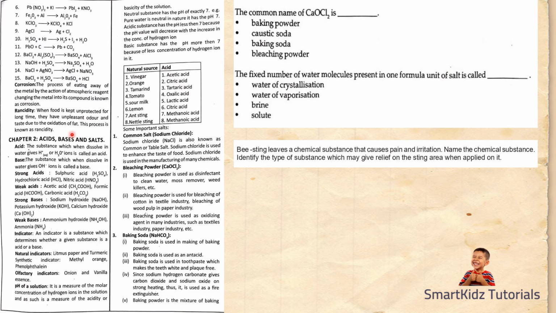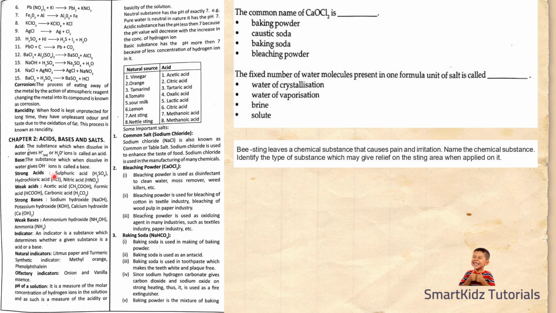Okay, we move to the next chapter immediately, and that is acids, bases, and salts, chapter number 2. So, what are acids? Acids are substances which, when dissolved in water, give hydrogen ions or H3O+ ions. And in the same way, a base gives you OH- ions when dissolved in water. So the more H+ ions or H3O+ ions in solution, the stronger is the acid. And similarly, the more OH- ions in a solution, the stronger the base.